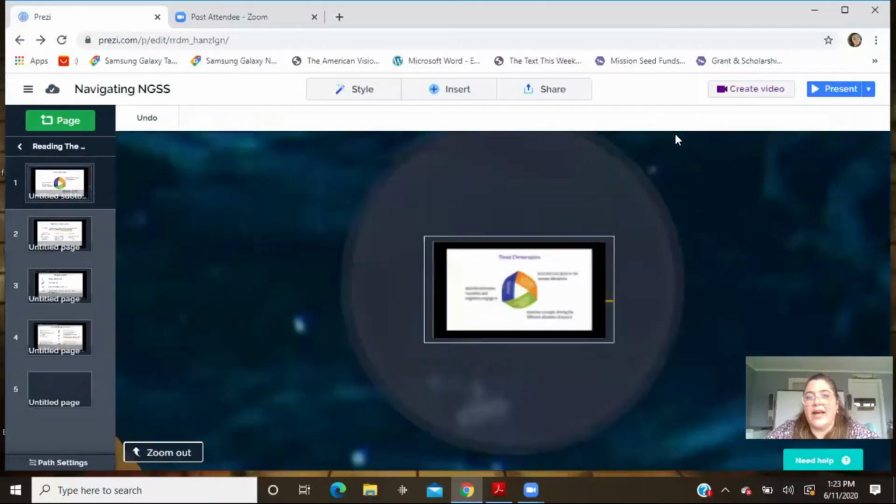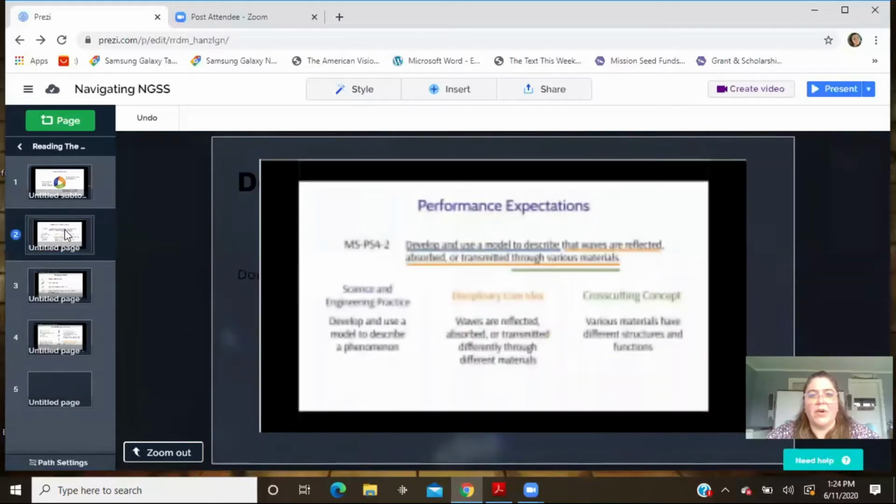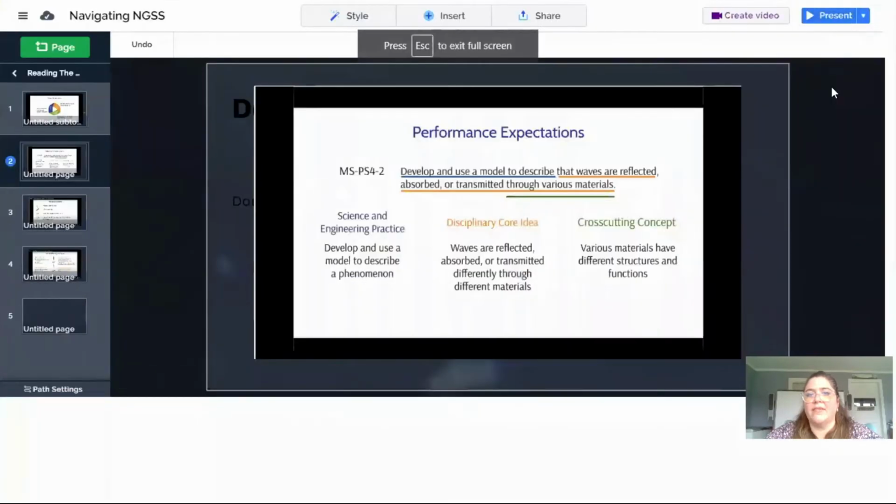So let's take a look now into the 3 dimensions. There are 3 parts of each NGSS standard. We have the practices, which describe the behaviors scientists and engineers are going to be engaging in, and so our students will be practicing them. We have the disciplinary core ideas, and then we have the cross-cutting concepts. And we've talked about that being a way that we link other subject areas and also other parts of science.